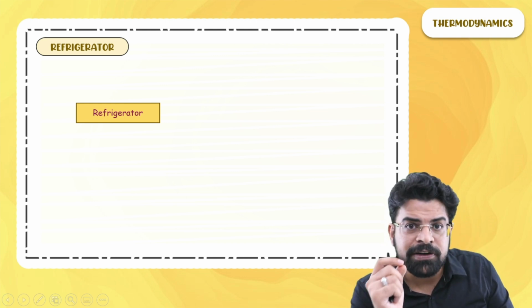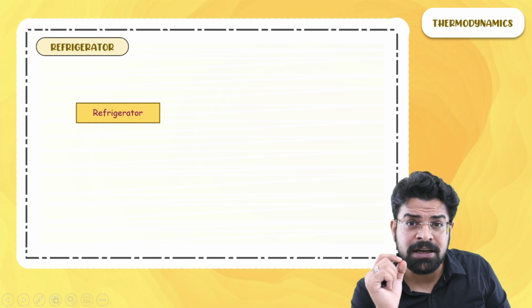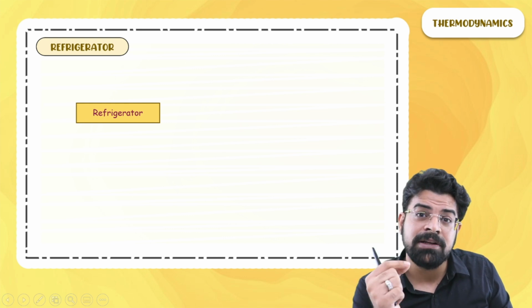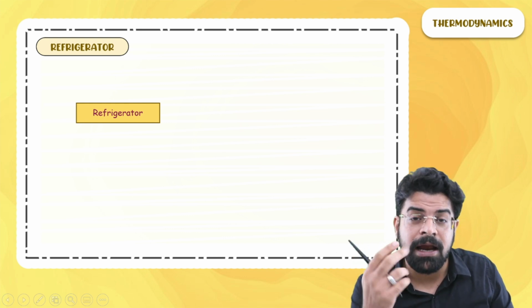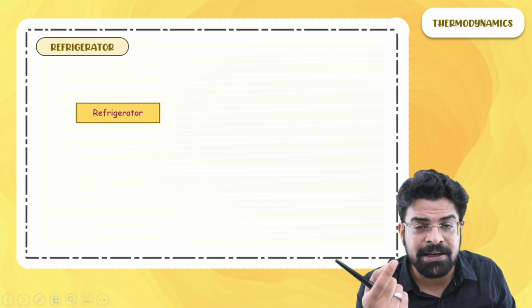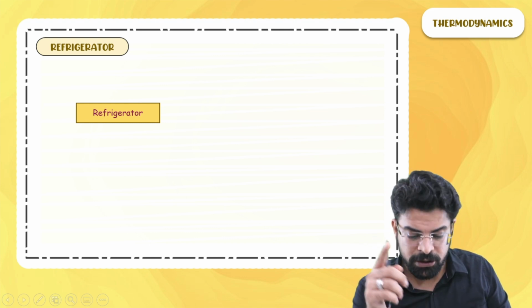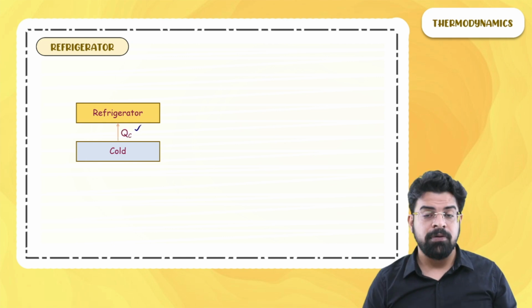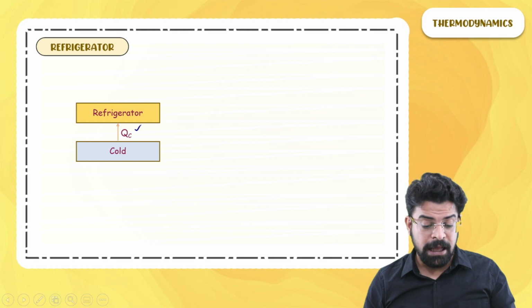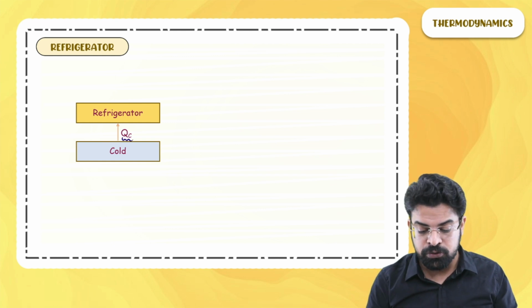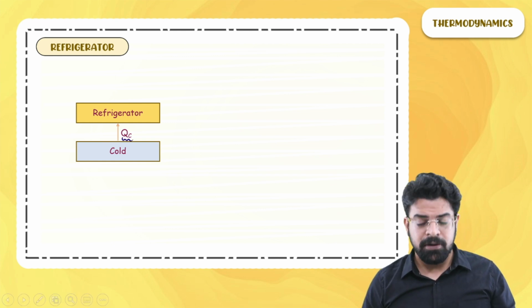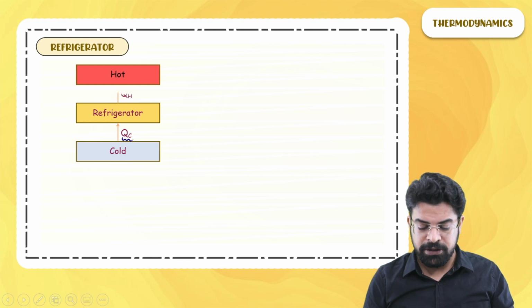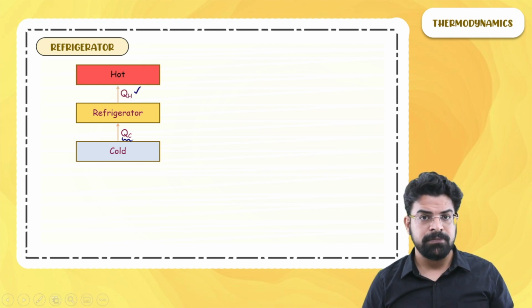So what a refrigerator does is it constantly extracts heat from something which is already cold, and as the heat is extracted it becomes even cooler, right? So the job of refrigerator is to extract heat from something which is already cold. The amount of heat extracted, I call it QC, and it rejects some heat to the surrounding. Let's say it's called QH.